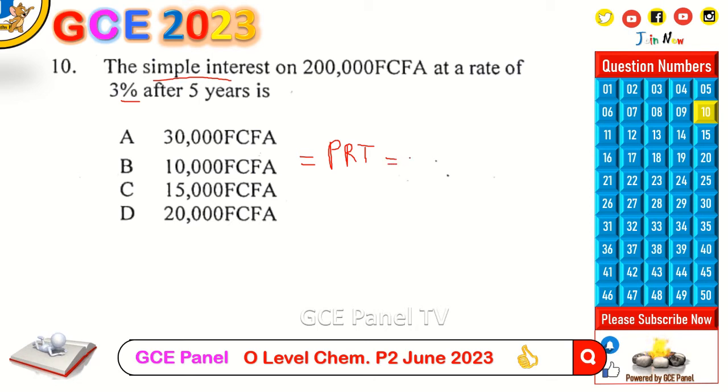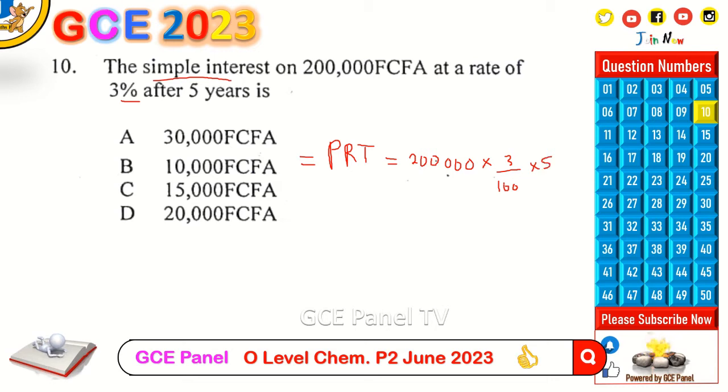So this will give us 200,000 times which value? Times rate. What's the rate? Our rate is 3%. So this is going to be written as 3 over 100. This is where the over 100 comes in. So over 100 times time. What's the time? Time is 5 years.